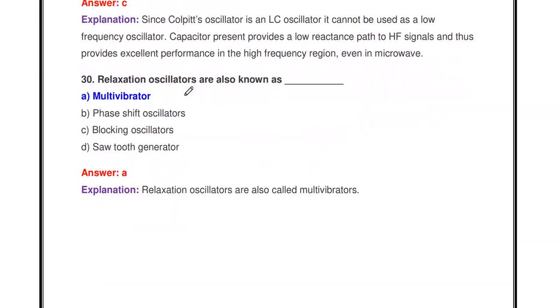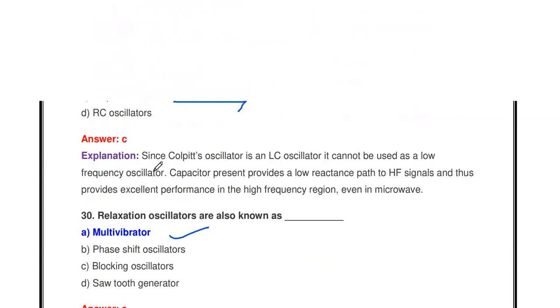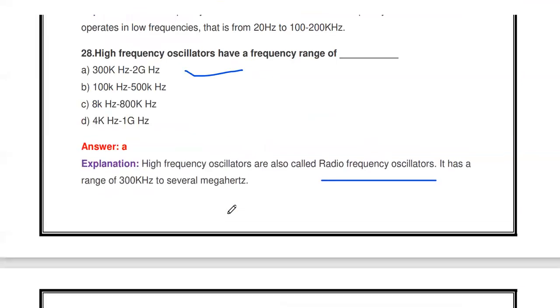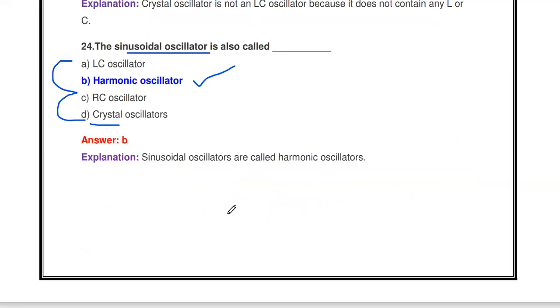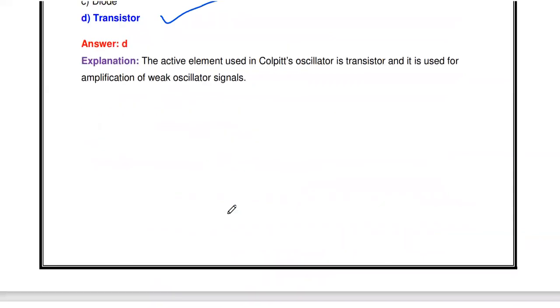Then the next one, relaxation oscillators are also known as dash. The relaxation oscillators are also known as multivibrators. So these are some of the questions about general oscillators and LC oscillators.